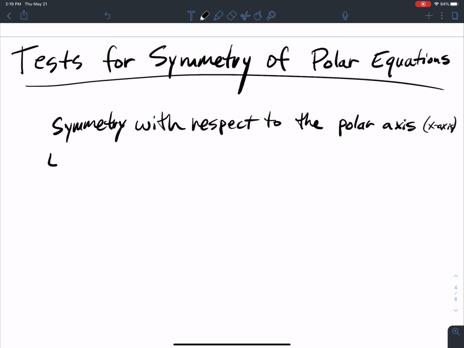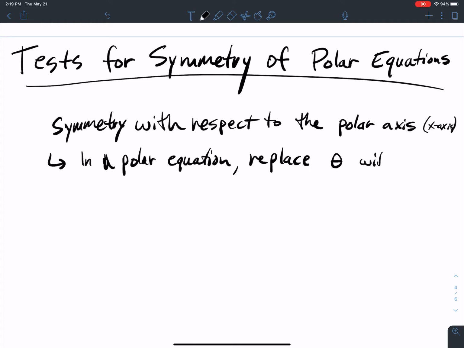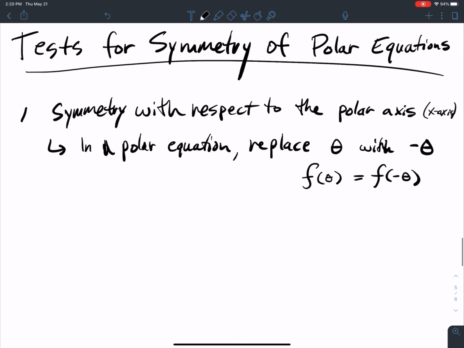So in a polar equation, we replace theta with negative theta. If an equivalent equation results, then the graph is symmetric with respect to the polar axis, meaning f of theta equals f of negative theta. Okay.